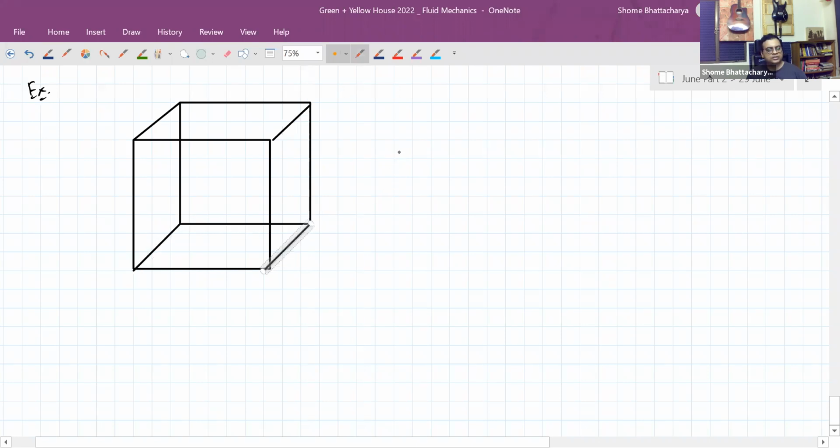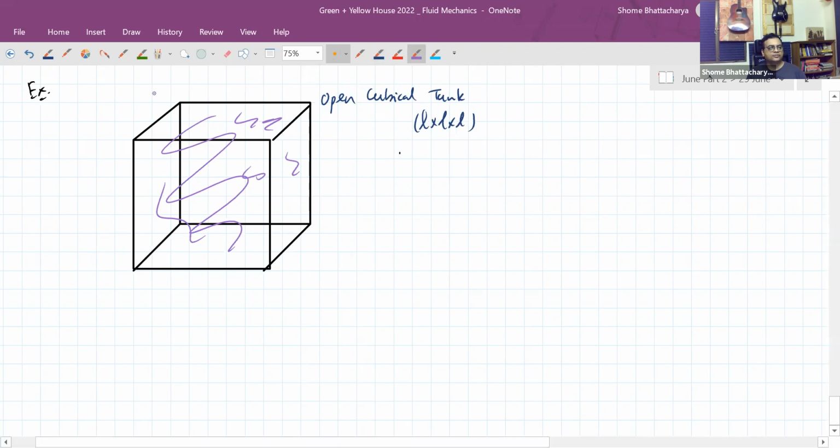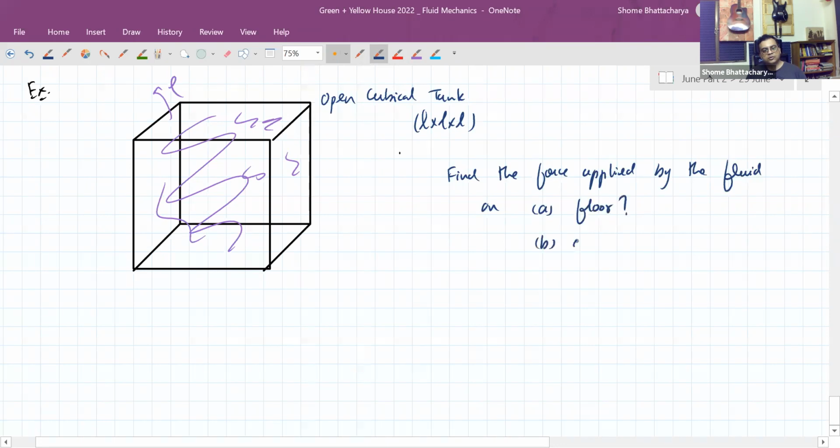So in the case of the floor, we have to just do a simple multiplication because it's a uniform pressure. So if this is an open cubical tank, and its dimension is L by L by L, it is filled with an ideal fluid of density rho. So you want to find the force applied by the fluid on the floor and on any of the side walls.